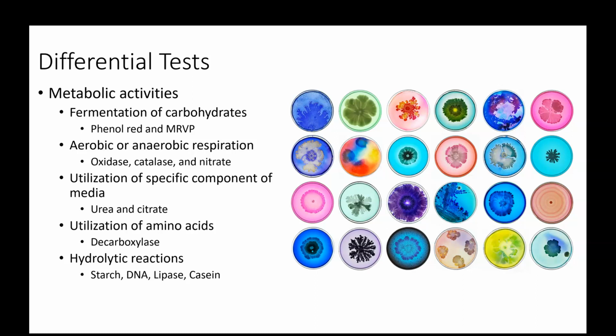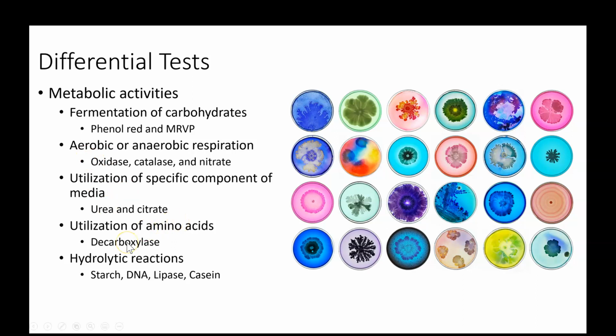Next week, we're going to look at the aerobic or anaerobic respiration capabilities of bacteria by doing the oxidase, catalase, and nitrate tests. It's also possible that certain bacteria can utilize a very specific component of the media, probably as a nutrient source. For example, urea and citrate tests will test for a bacteria's ability to utilize urea as a nutrient source, or citrate, which is a type of organic acid, as a nutrient source.